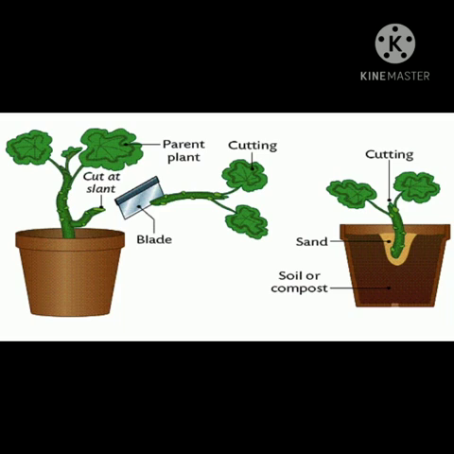After some time, roots develop from this cutting and it grows into a new plant. You can see in the given picture that a new plant is developing from the stem cutting. This method is commonly used in sugarcane and rose. So this is all about cutting.